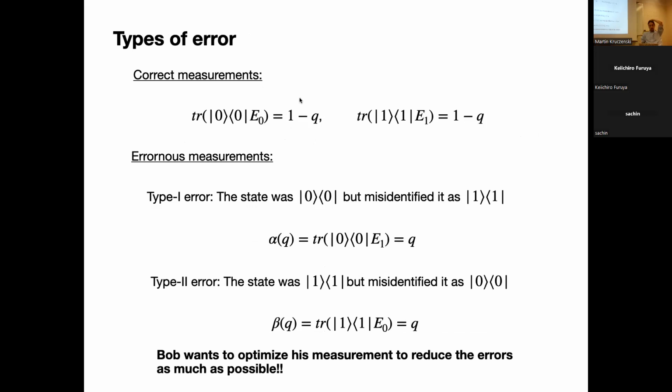This is the correct measurement, but if you want an erroneous measurement, there are two types of errors that you can define based on this. The type 1 error is when the state was |0><0|.